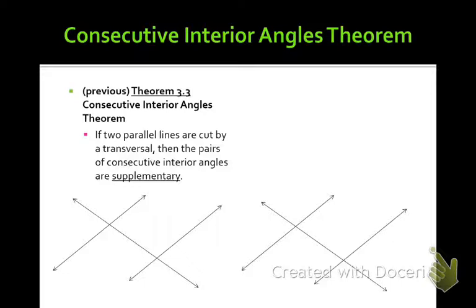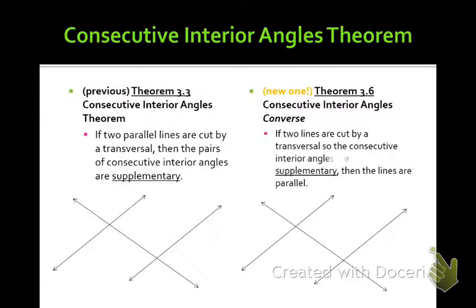So with the theorem, the CIA, we have parallel lines, so we can say the two angles would be supplementary. They just plugged in values that would add up to 180. The converse, with the consecutive interior angles, I'd have a combination that adds to 180, so then I can say the lines are parallel.